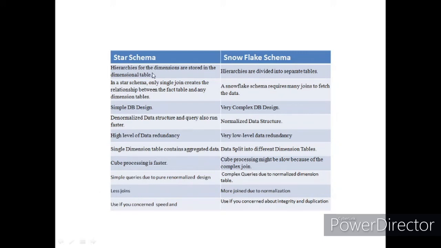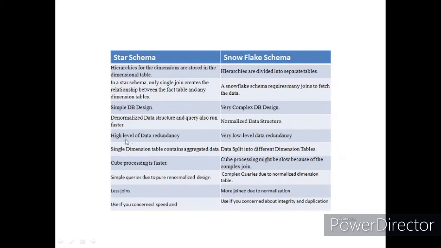Now the differences between the star schema and snowflake schema. First, in star schema the hierarchies for the dimensions are stored in the dimension table, and in snowflake the hierarchies are divided into separate tables. In star schema, only a single join creates the relationship between the fact table and any dimension table. But in snowflake schema, it requires many joins to fetch the data because there are more normalized tables. The star schema is a simple database design and snowflake is a complex database design. In star schema, a denormalized data structure is used and queries also run faster, and in snowflake schema, a normalized data structure is used.